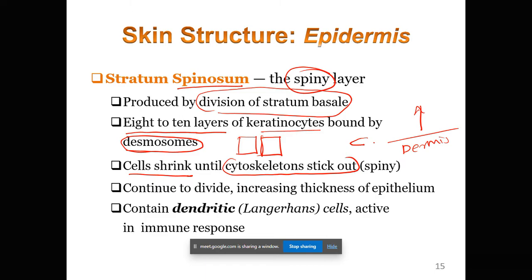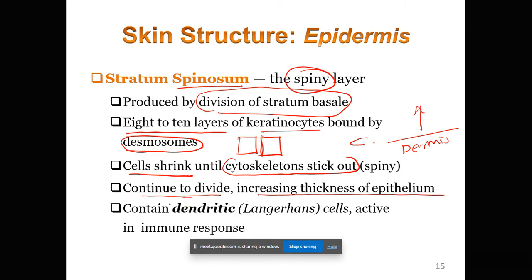Okay, so that's why the cells in the upper layers cannot undergo mitosis, and the cells in the stratum basale have the capacity to undergo mitosis because they have the nucleus. Okay, so the cells in the stratum spinosum continue to divide. Why? Because they have still retained the nucleus, increasing the thickness of the epithelium.